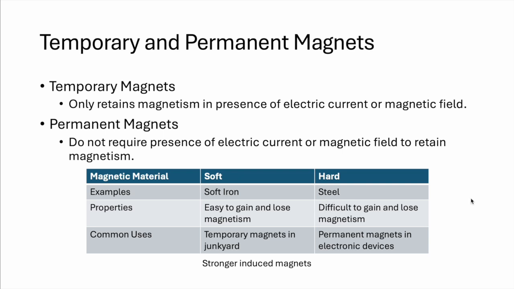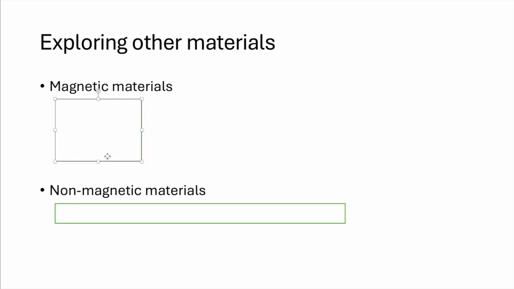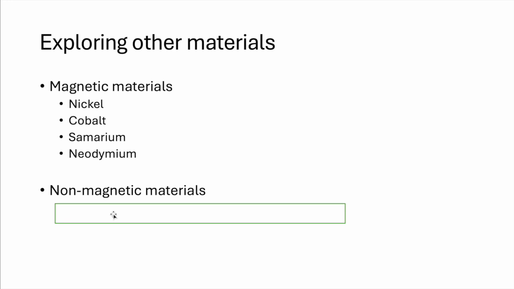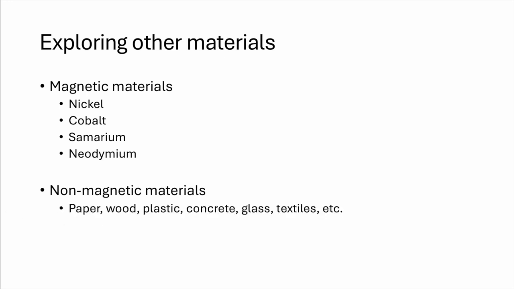So if you want the property to be there for the purpose of digital devices, electronic devices, then the right material to choose is a hard magnetic material. And because soft magnetic materials gain the magnetism fast, they will become stronger induced magnets. These are some other elements that make magnets, but the common one is generally iron, and these are non-magnetic materials.